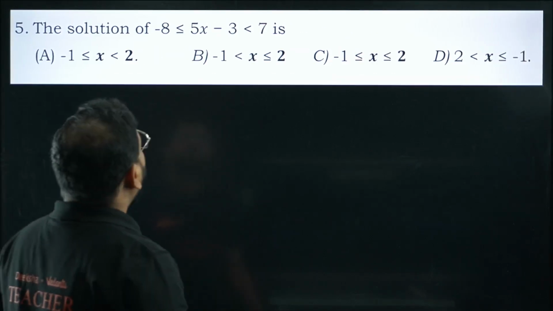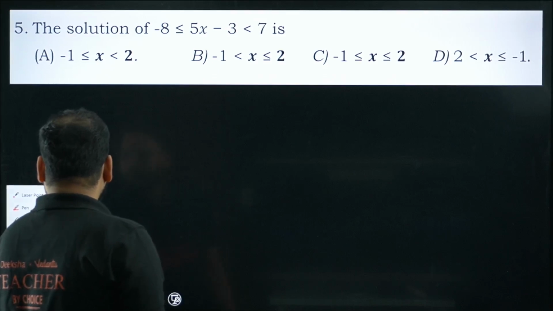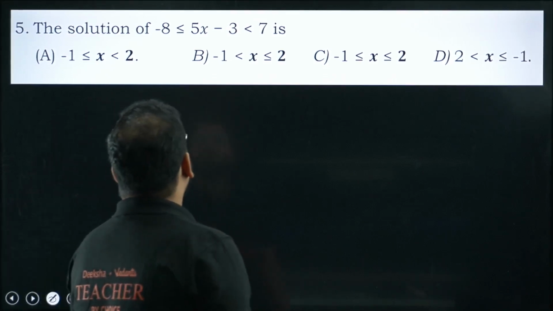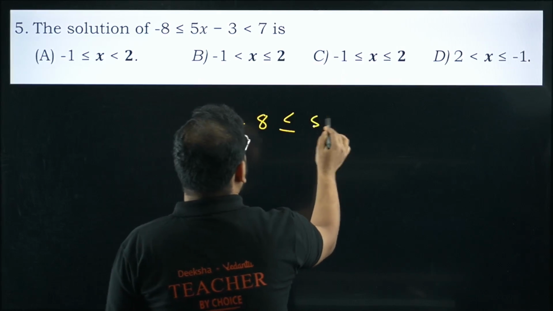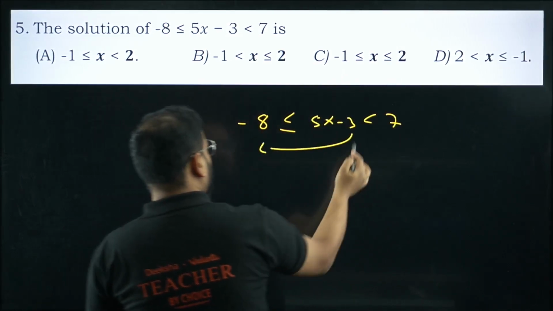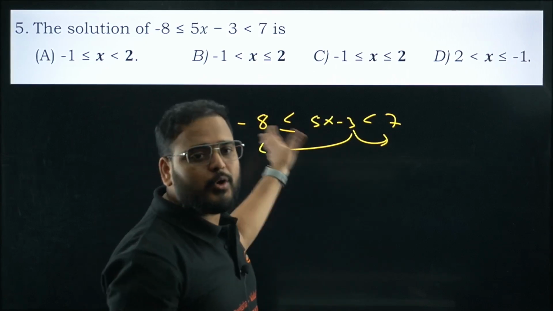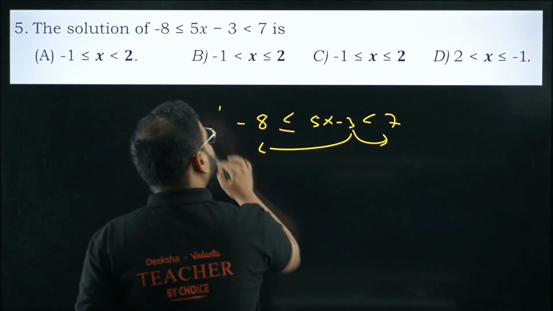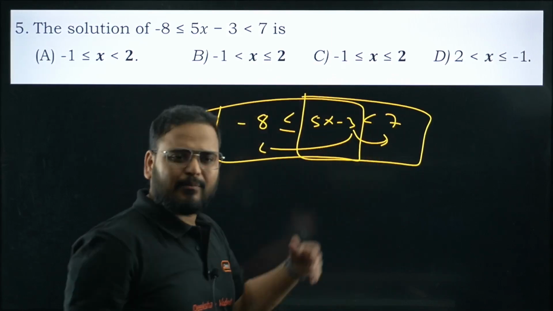Five. The solution of this question, sir. Isn't this question very easy, sir? How, sir? The solution of -8 less than equal to 5x minus 3 less than equal to 7. Do one thing. Bring this -3 once over here, once over there, for both the inequalities, right? We'll solve at the same time. We can do that. If you want, you can do it separately also. Take this first and this part second. You can do that individually also, but I'm going to do it together.